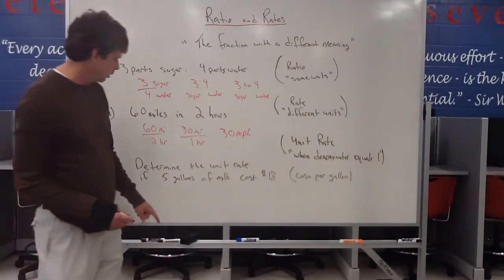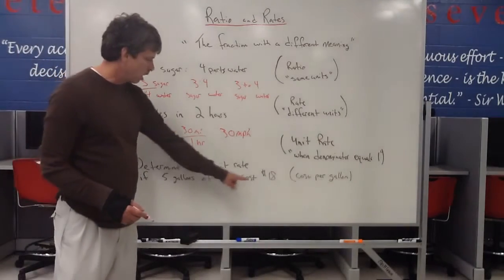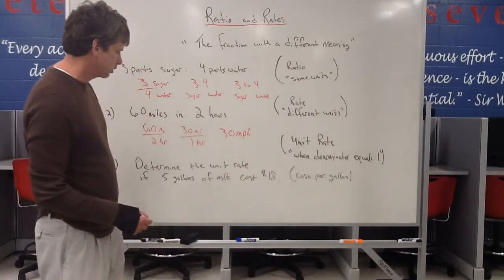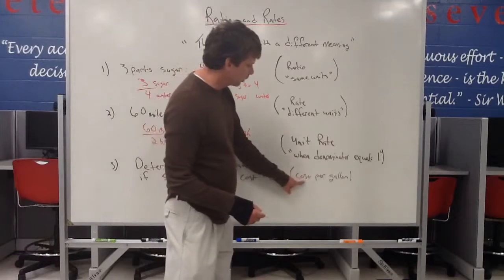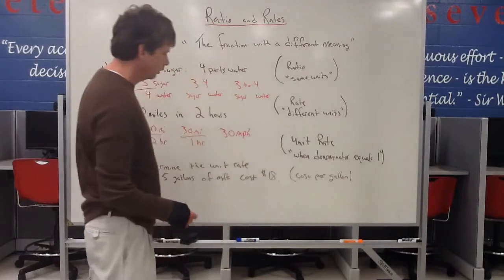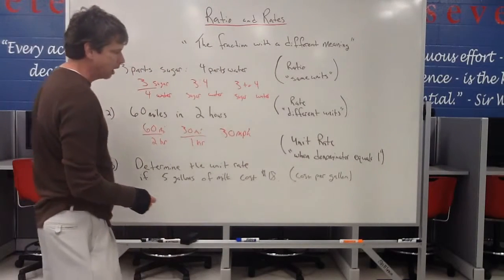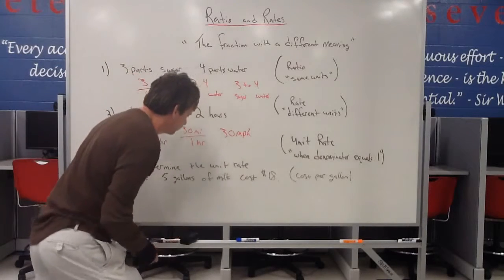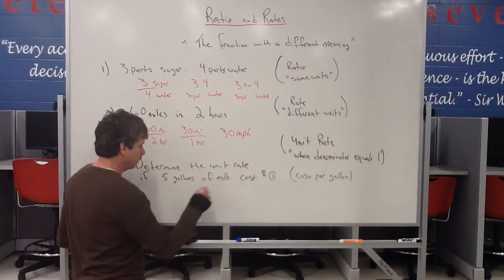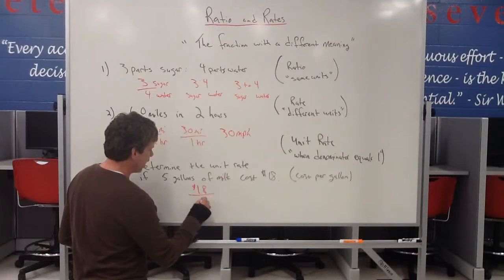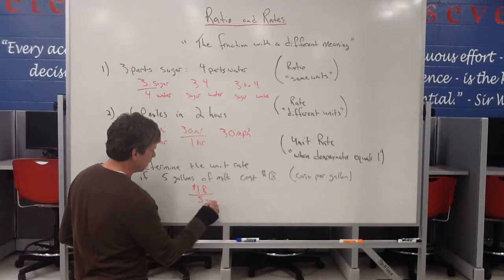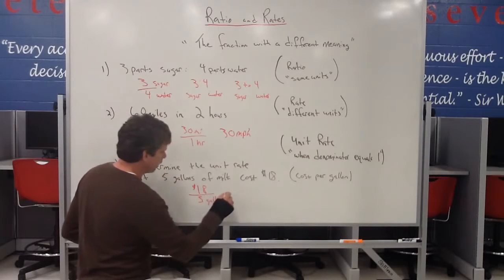Determine the unit rate if 5 gallons of milk cost $18. Again, they have to specify, I want cost per gallon. So notice how the cost is per gallon, so the gallon is on the bottom. Right now my cost is $18, that's going to go on the top, and the 5 gallons goes on the bottom. Now to make this a unit rate, what we do is just divide this out.